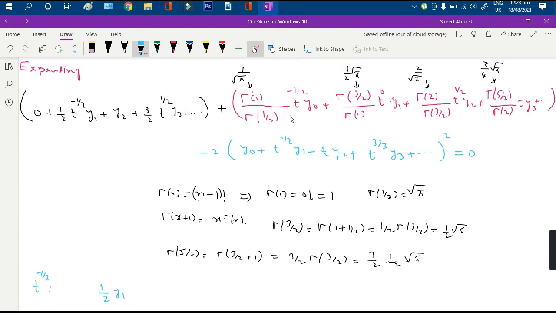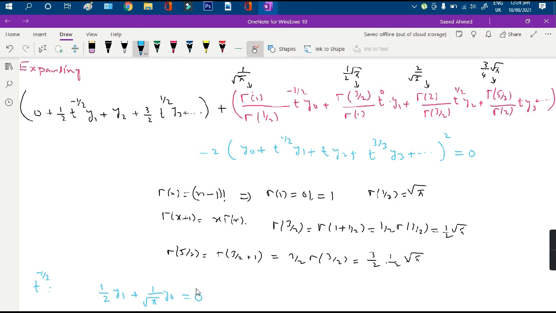In the second term I have t to the power minus 1 by 2, and its coefficient is 1 over square root pi times y naught, so it is 1 over square root pi into y naught. And for the third series I do not have any term involving negative half, so this is equal to, since the right hand side is 0 for every t, it's just 0.